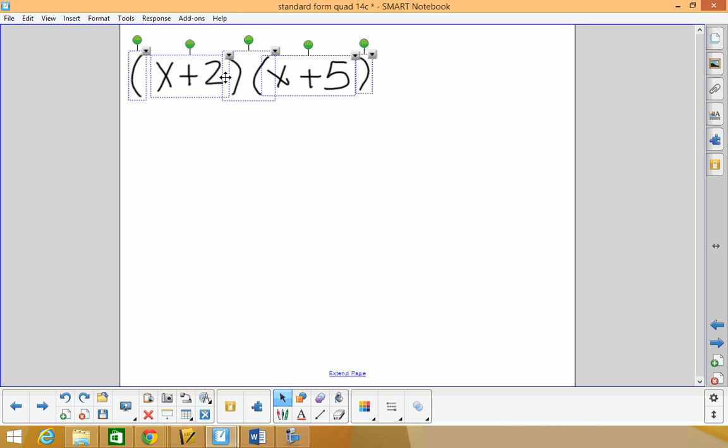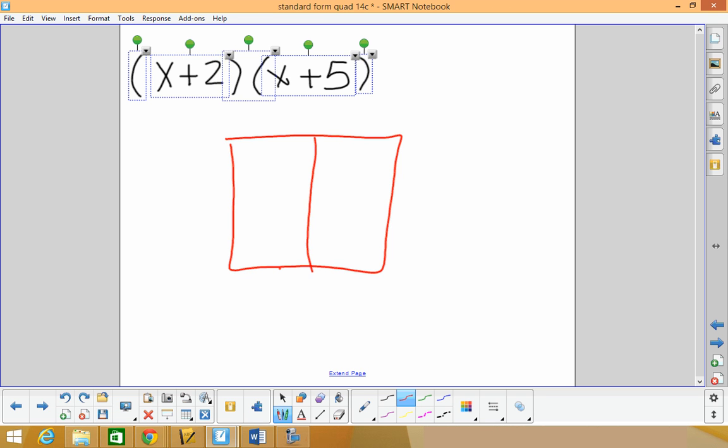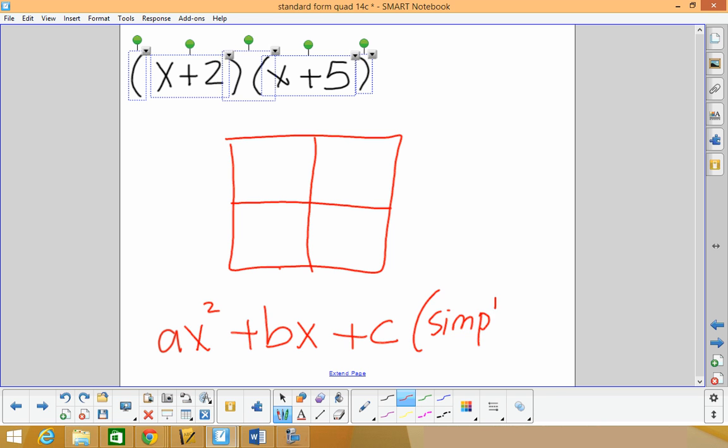So your factored form is this. And the first thing that we would do is move this out into standard form. And to move it into standard form, you've got to get it in ax squared plus bx plus c, which is the most simplified form that you can make it.